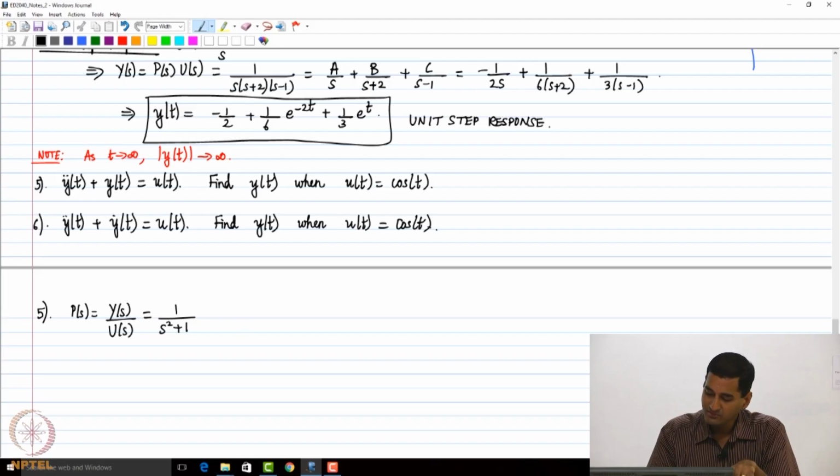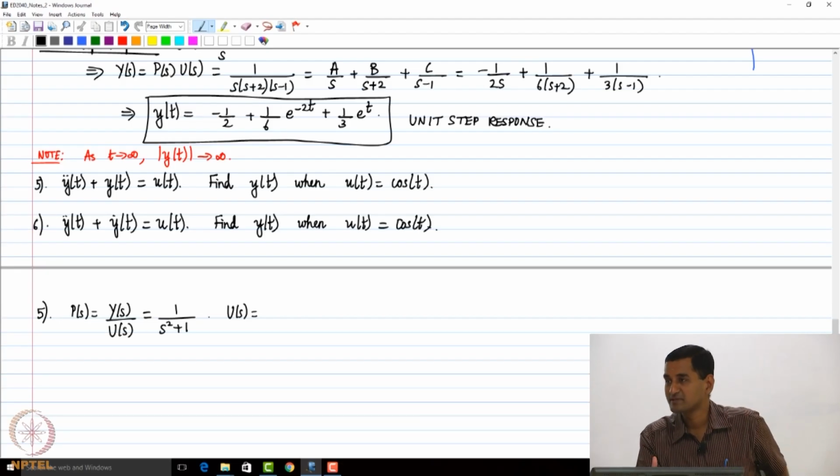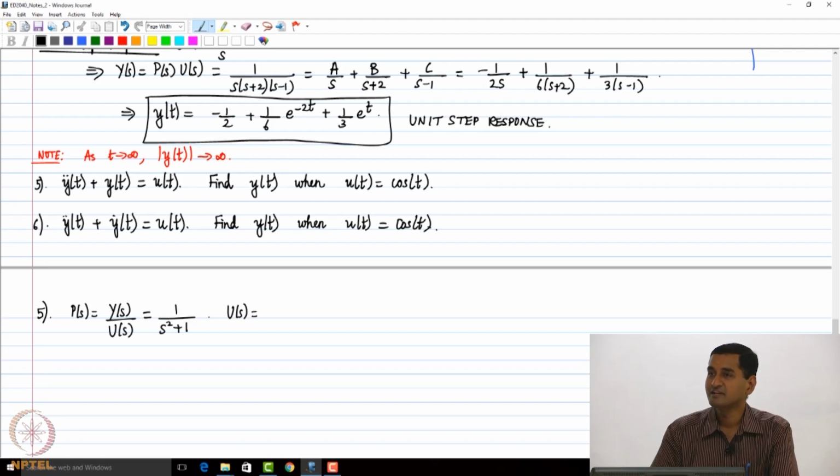Now let's subject it to a cosine input, of a very specific angular frequency. The angular frequency of this signal is 1 radian per second. In general, cos omega t means omega is the angular frequency in radians per second. Cos t means omega is equal to 1. So if u of t is cos t, u of s is going to become s divided by s squared plus 1.